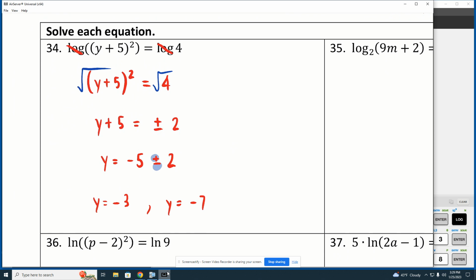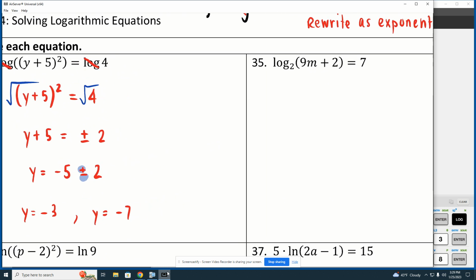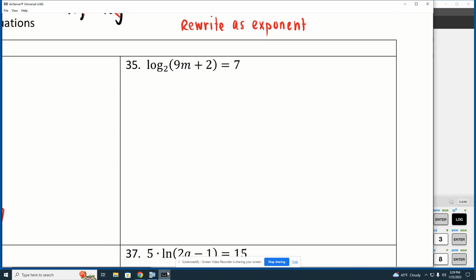So we had two of those answers, and I think if you plugged them back in, negative 3 plus 5 is 2, 2 squared is 4, negative 7 plus 5 is negative 2, squared is positive 4, so it would both be log of 4 on both sides, so they would definitely be equivalent. Now look at 35. See, 35 does not have log on both sides. It just has it on the one side.